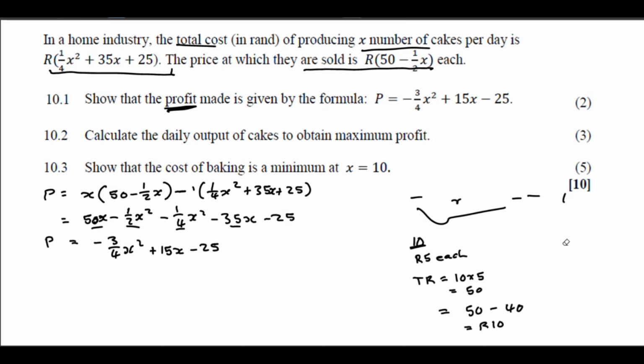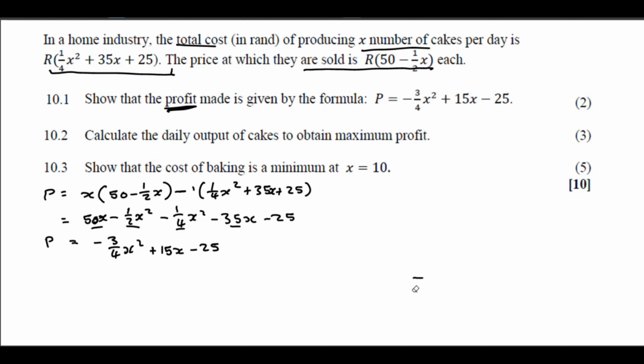So the second question says, calculate the daily output of the cakes to obtain maximum profit. Now, in calculus, when we talk about the maximum, we're going to talk about the first derivative being equal to 0. Okay, your first derivative being equal to 0.